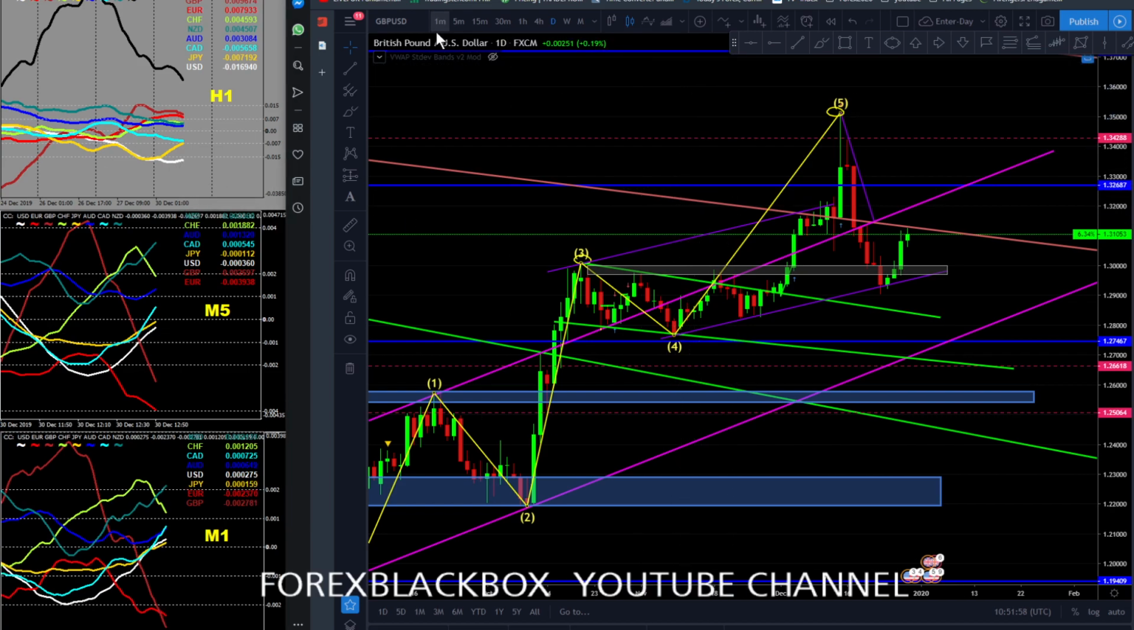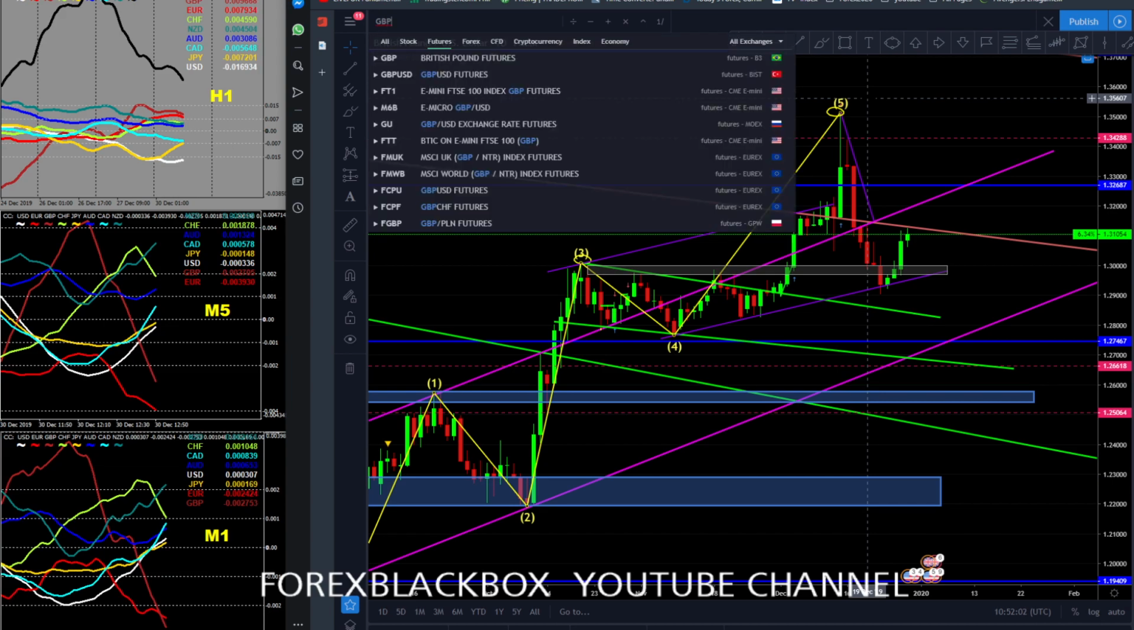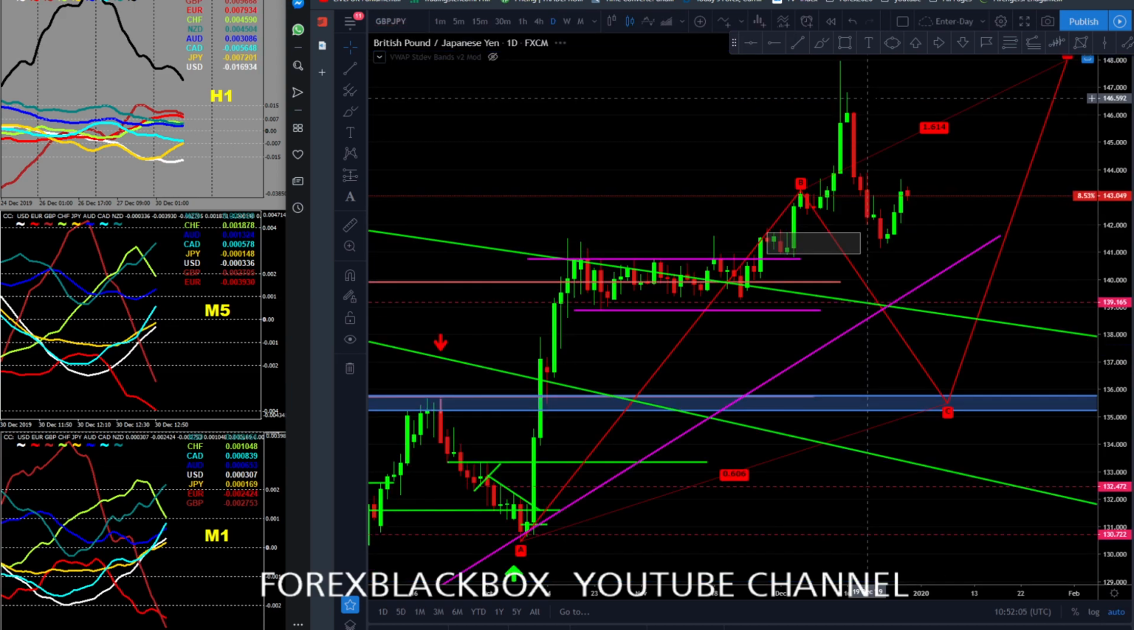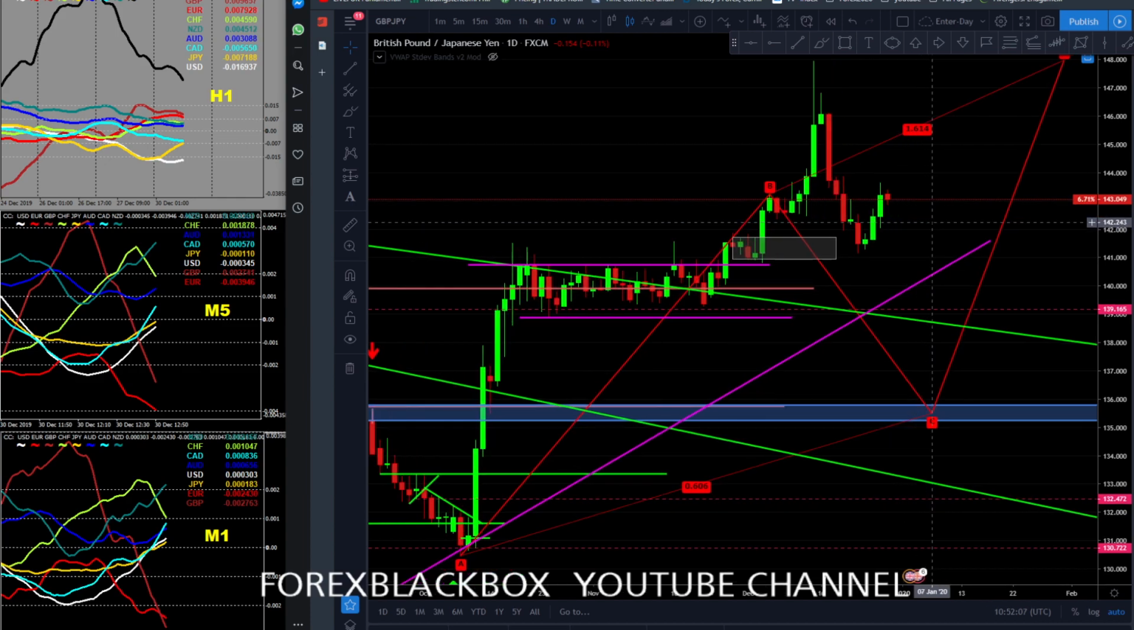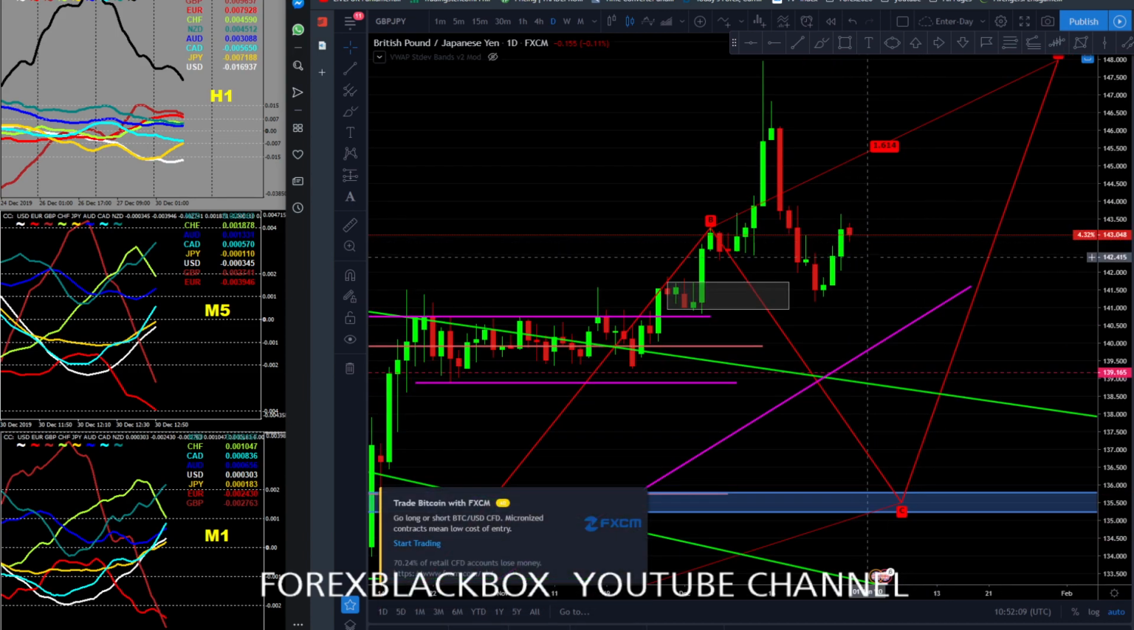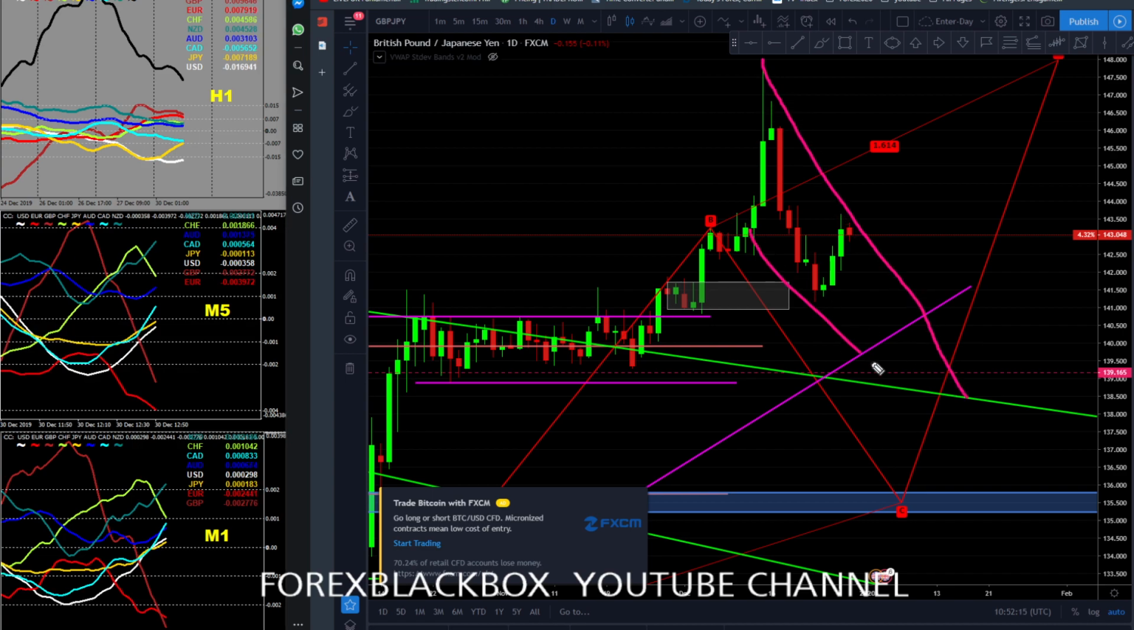So if we go to GBPJPY, let's see. As you can see here, actually yen is getting some strength. So if we draw a line here, probably we're gonna create some sort of channel, and this was kind of extended because of Brexit. So it was an unfair price. Now we're coming back to the fair price area.